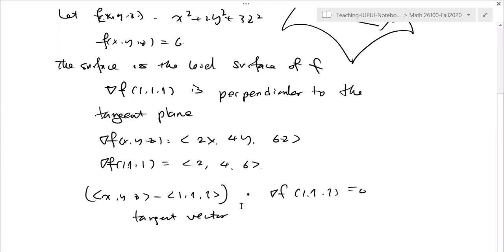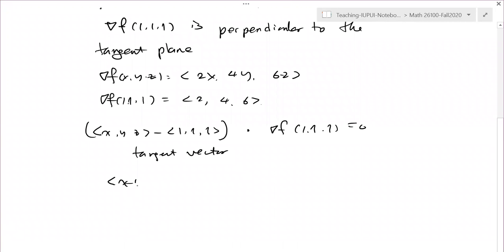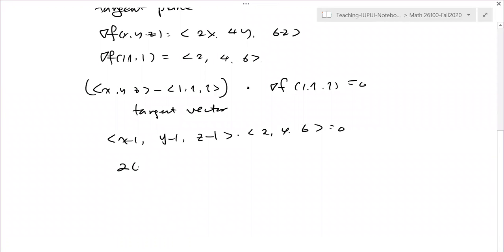So let's put the details here. The difference is going to be (x minus 1, y minus 1, z minus 1), and here is (2, 4, 6). Then you write down the equation 2(x minus 1) plus 4(y minus 1) plus 6(z minus 1) equals 0. So that is an equation. You don't need to simplify it. It looks fine. Okay.